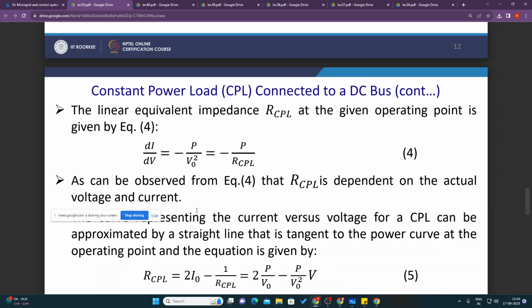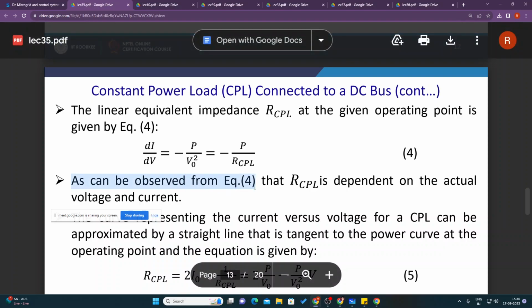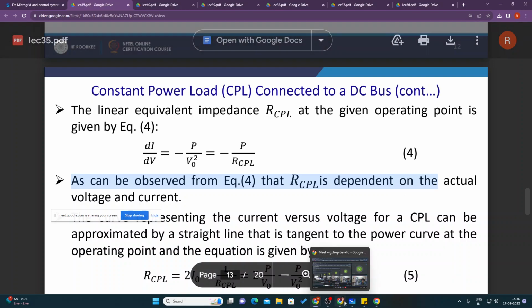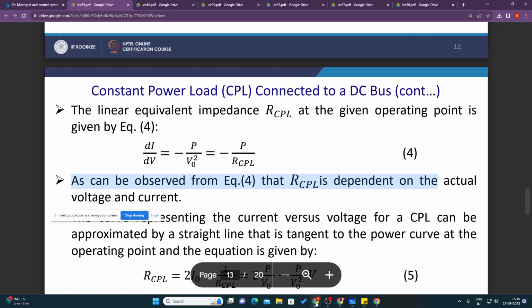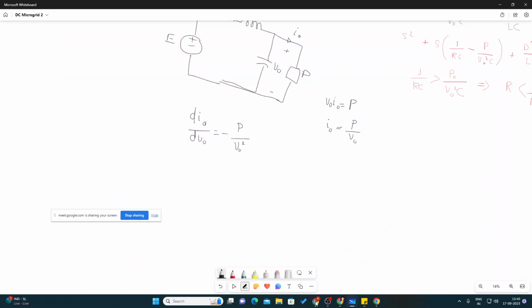Okay. Now, as can be observed from equation 4, that RCPL. Now, what is RCPL? RCPL is given equals to minus P by RCPL. This will be actually equals to 1 by RCPL.